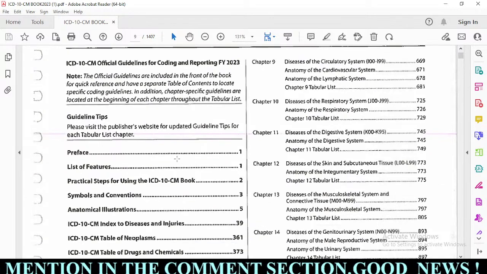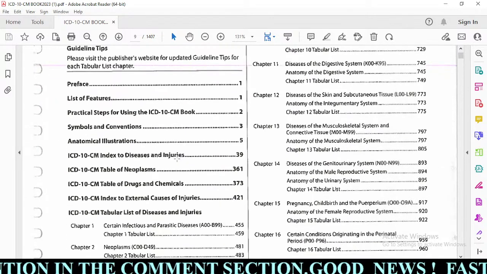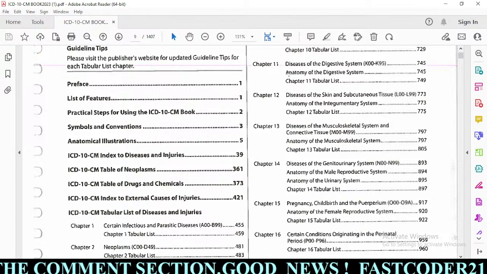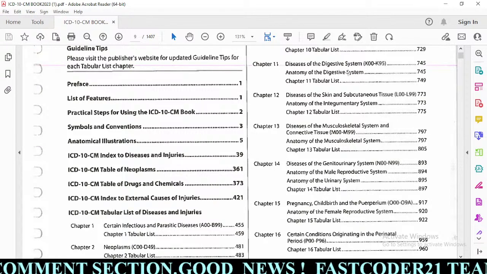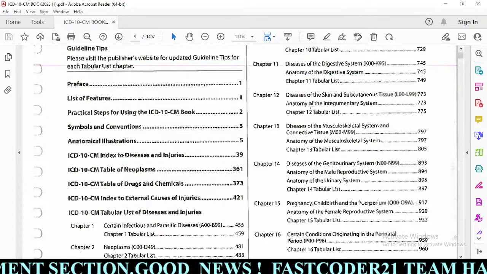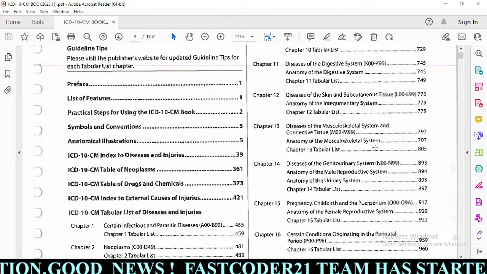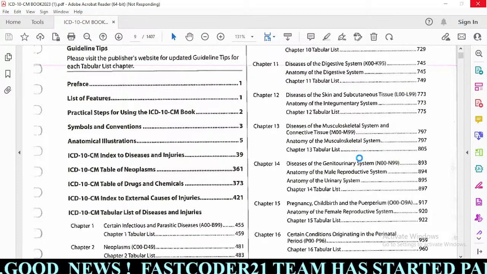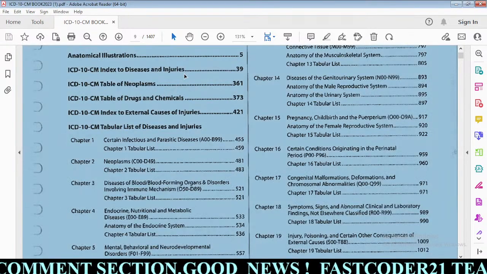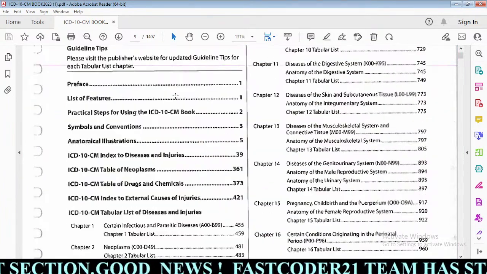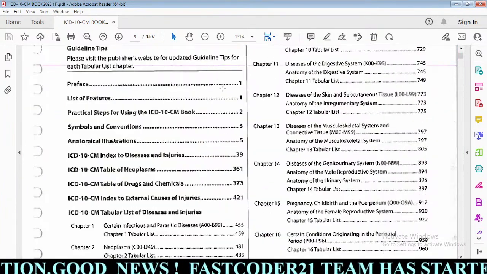So if you have any anatomy questions in the CPC exam, you can use this. See chapter 11, anatomy of the digestive system. Here, anatomy of the integumentary system, anatomy of the musculoskeletal system. So you don't need to worry about the anatomy. Sorry guys, first we will go from page number 1.